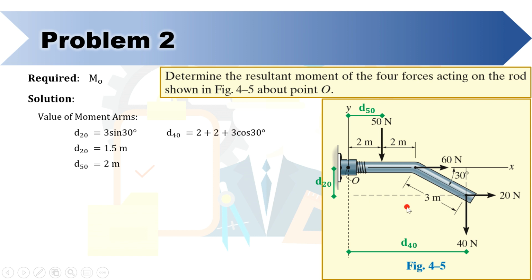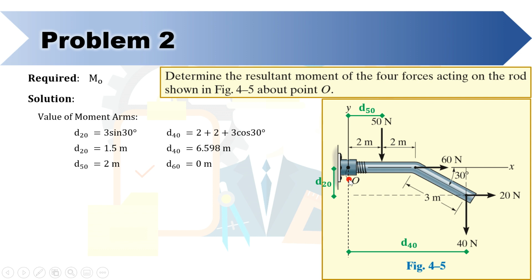By trigonometry, D sub 40 is equal to 2 meters plus 2 meters plus 3 meters times cosine of 30 degrees, which is equal to 6.598 meters. Lastly, the moment arm of the 60 Newton force is simply equal to 0 because its line of action passes through point O, or the moment center.